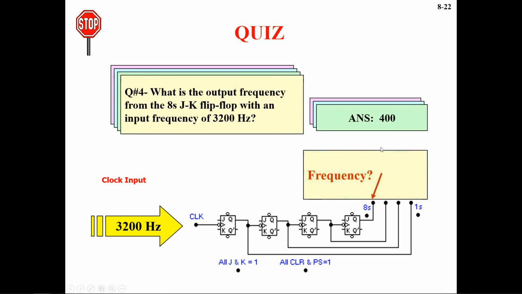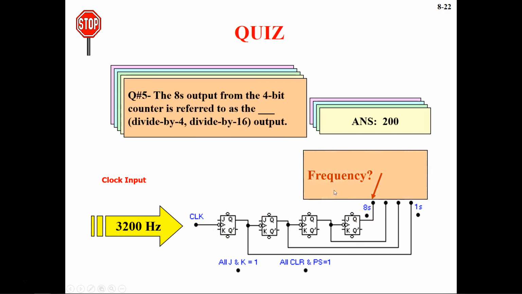And then what is the output frequency at 8s? So at 8s, you are going to divide whatever your frequency was previously by 2. So it is going to be 200. So you saw how the clock input frequency has changed from 3200 to 200 Hertz using these 4 flip-flops. Now there is another question.